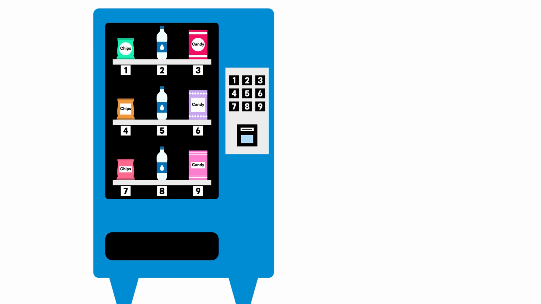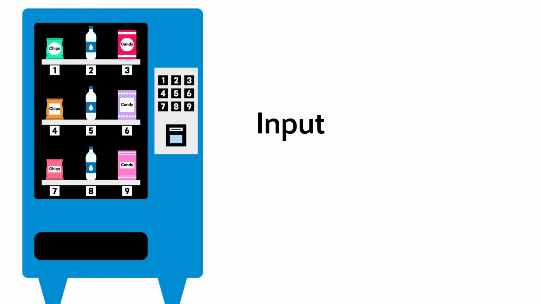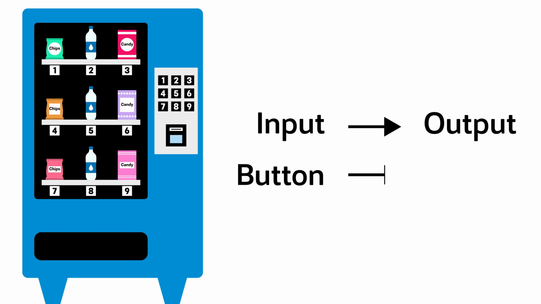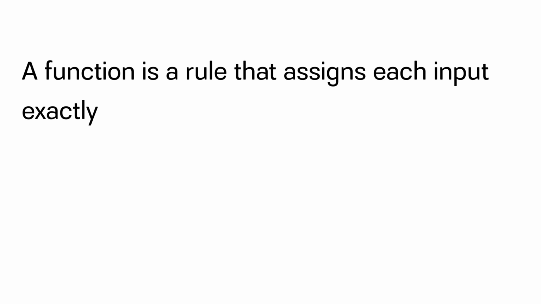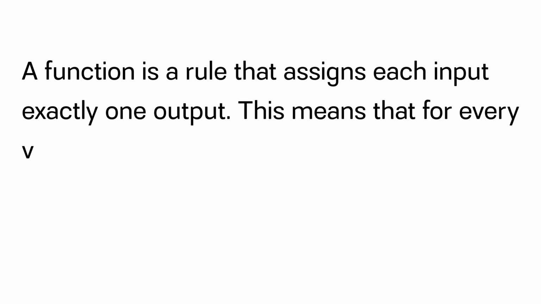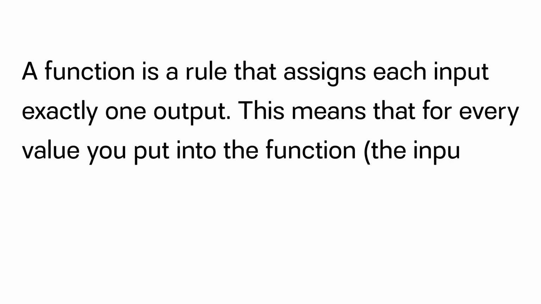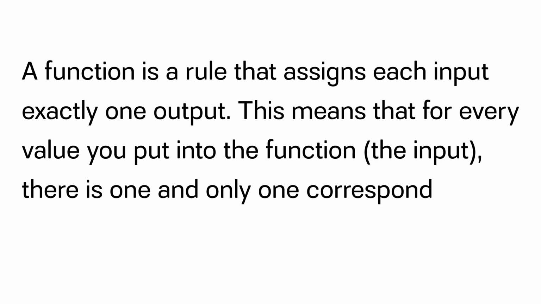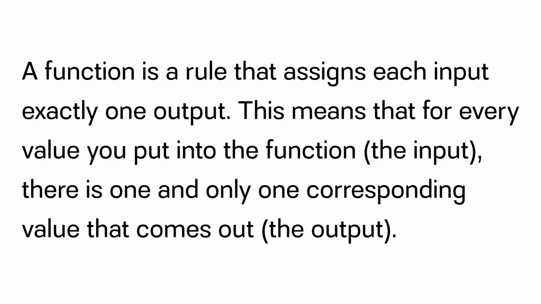Button 2 causes the drink to come out of spot 2, and so on. To use math terms, we could say the input is the button pressed, and the output is the item that comes out. What does this have to do with functions? Here's our Algebra 1 definition. A function is a rule that assigns each input exactly one output. This means that for every value you put into the function, the input, there is one and only one corresponding value that comes out, the output.